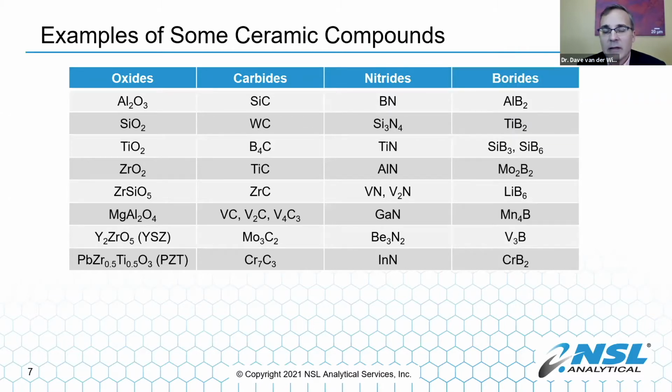Borides, again, are another fairly common class, probably not as common as some of the other materials I've shown here, but aluminum, titanium, silicon, again, just like they form nitrides and carbides, they also will form borides, which are ceramic materials. And then it's worth mentioning that some ceramics, such as silicon aluminum oxynitrides, they actually do not fall under any one of these categories, but they're a combination of oxide and nitride together.